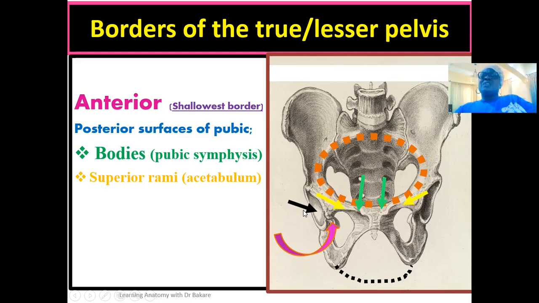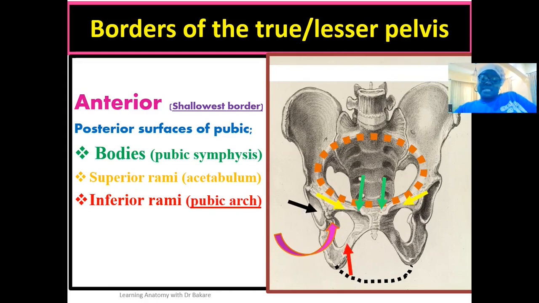Then we also have an inferior extension. So we have two inferior extensions also from the body of the pubic bone. And these inferior extensions are referred to as the inferior rami. So we also have two, and this is what is seen to be arrowed here in red. We have one on this side and we have the other one on the other side. These inferior rami are seen to form the pubic arch, and this is what is configured here at this point. This pubic arch for the female pelvis is seen to be wider.